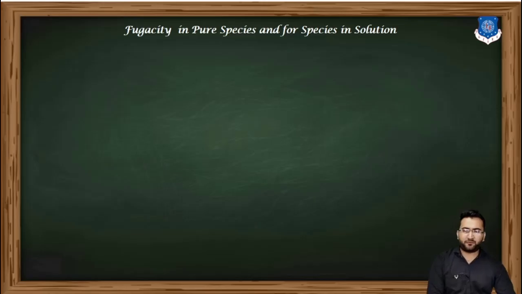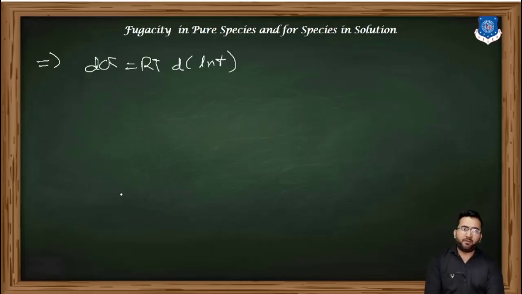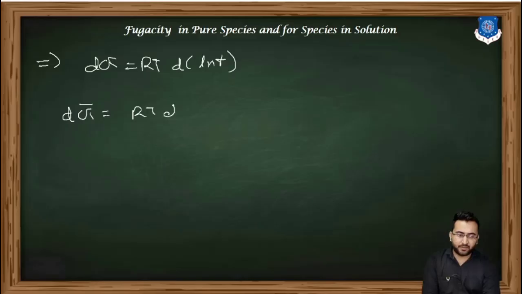Now let's discuss the fugacity in pure species and pure component. The fugacity for a pure substance is given by dG is equal to RT d ln f. Similarly, we may write fugacity in solution. For a solution, the Gibbs free energy becomes the partial molar Gibbs free energy, so it becomes RT d ln f bar of a particular component i. So this becomes the partial molar Gibbs free energy, or fugacity in solution.